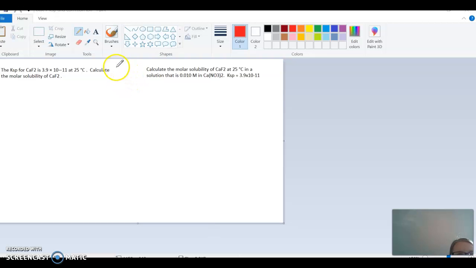Okay, I got two different problems here. They're both related to each other. I'm going to start with the one on the left. KSP for CaF2 is that number at 25 degrees Celsius. I'm going to calculate the molar solubility. Whenever you're looking at KSP, what that really means is we're looking at calcium fluoride as a solid and how it dissolves in water to create its ions.